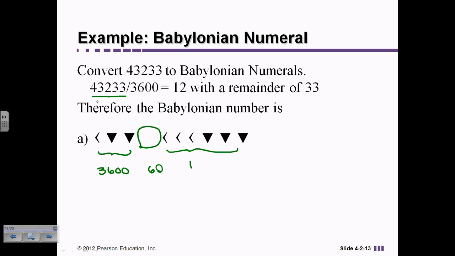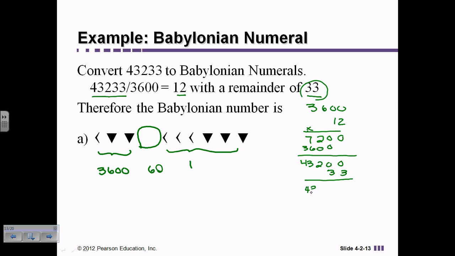So we're going to take the number 43,233 and divide it by 3600, which comes out on your calculator to like 12.009 something, which means you have 12 with the remainder of 33. So I have 33 things in the ones place and 12 things in the 3600. So if we think about it in the Hindu-Arabic system, 3600 times 12 gives us 43,200, plus the 33 that was left over as our remainder gives you the 43,233.